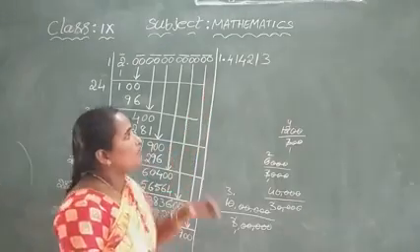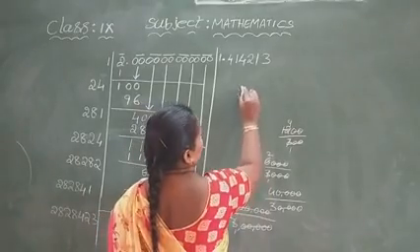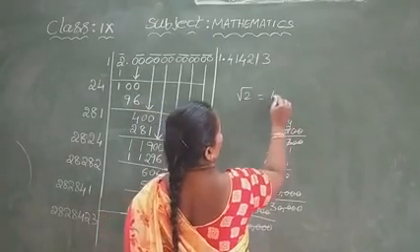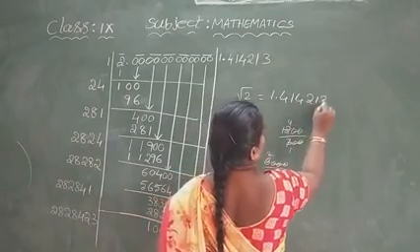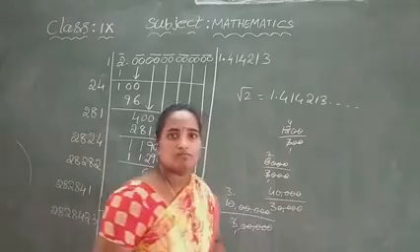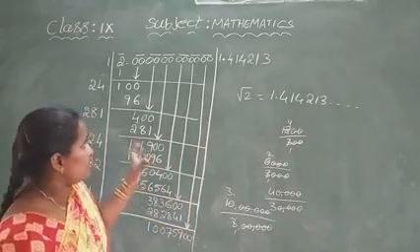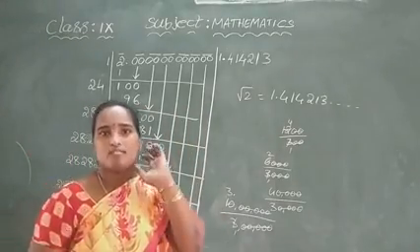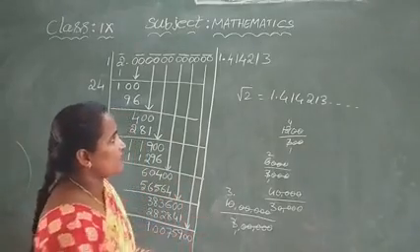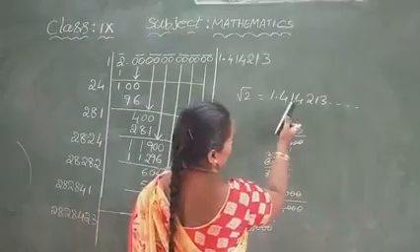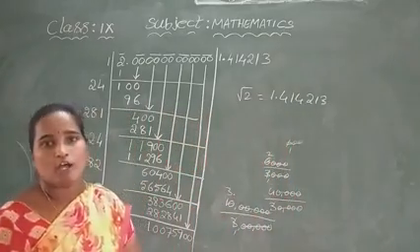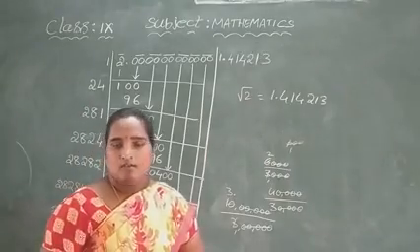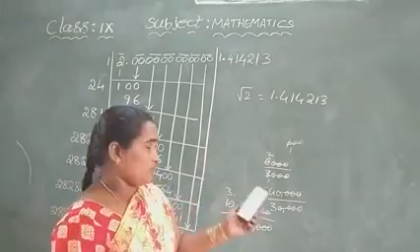Okay? So what is the value of root 2 here? Root 2 is equal to 1.414213 and so on. But in this method, we can take only up to 6 decimal places. That's why we take the value as 1.414213. This is the long division method. Did you understand this one?